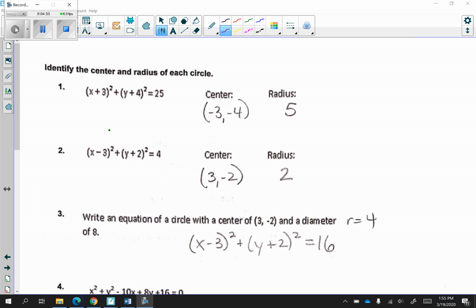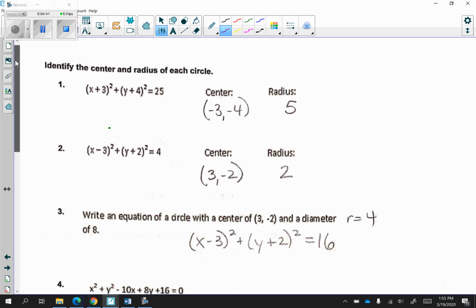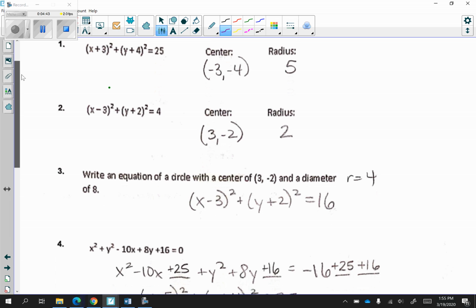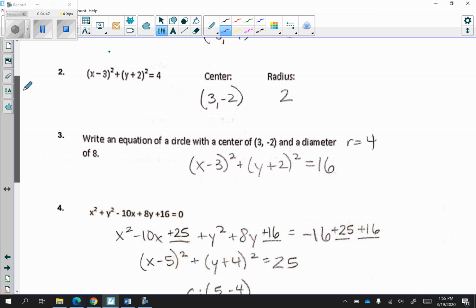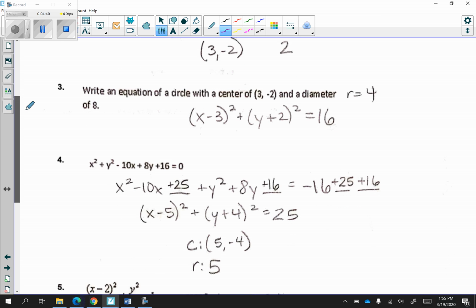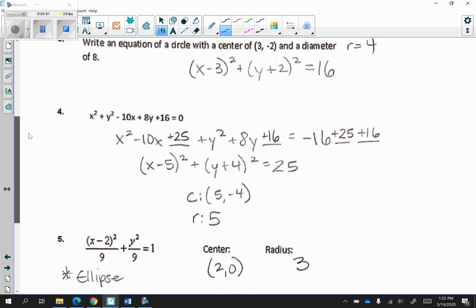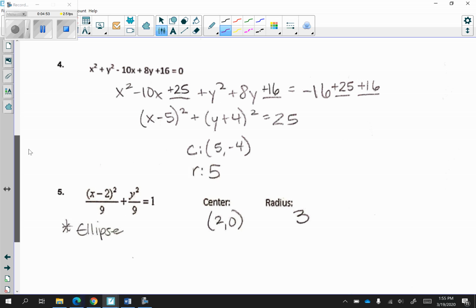If you flip over to the next page, there are 5 questions identifying the center and the radius and completing the square. So please take a look at the answers to make sure they make sense. Please feel free to chat me in the Teams if you have any questions. And number 5 will lead us into tomorrow's lesson. That's an ellipse.